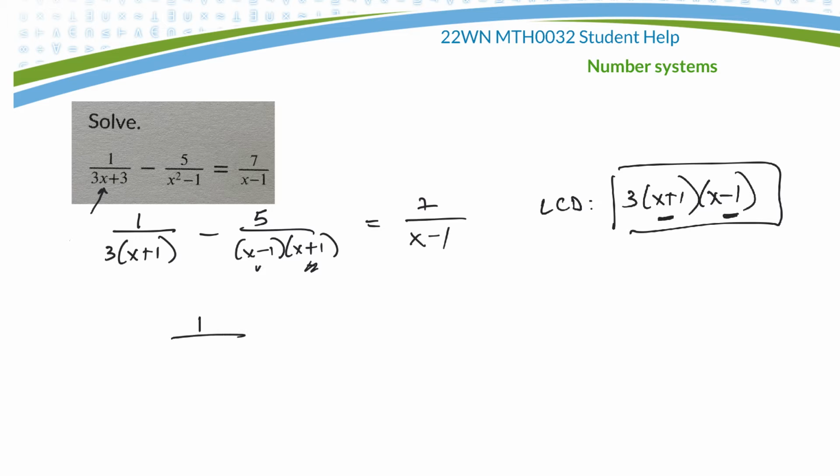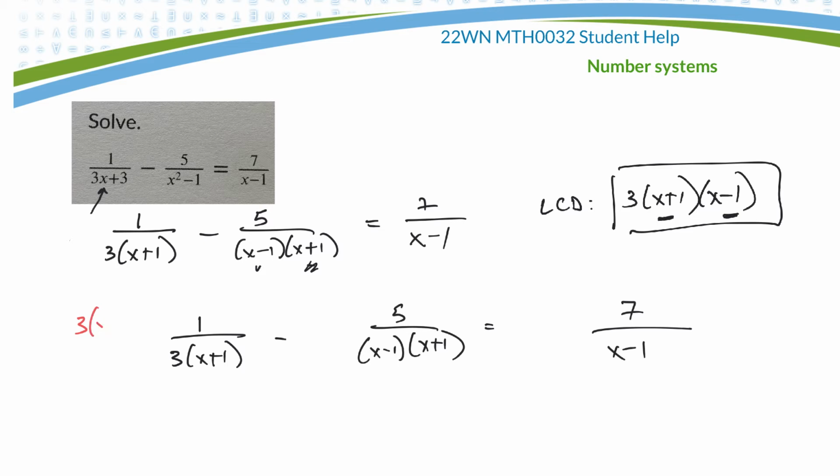So let me just spread things out a little bit. 1 over 3x plus 1, minus 5 over x squared minus 1, and then 7 over x minus 1. So I'm going to multiply every one of them by 3 times x plus 1 times x minus 1. You could call it over 1 if you want. And notice what I do to one, I do to all of them. And if you do that, then you're not breaking any rules.